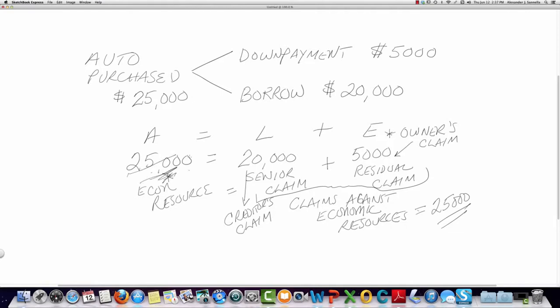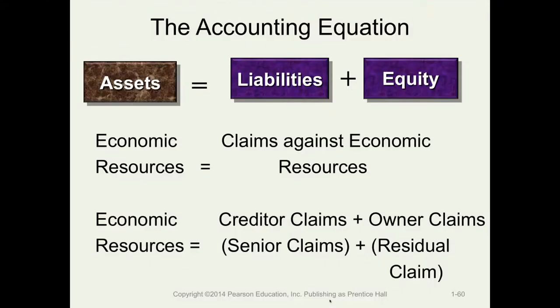So this is the way the balance sheet operates. Again, economic resources have to be equal to claims against those resources. And the senior claims, of course, are the banks or the auto dealer that would provide that credit. And of course, that has to be paid first. That's why it's a senior claim. You have a residual claim, whatever is left over.